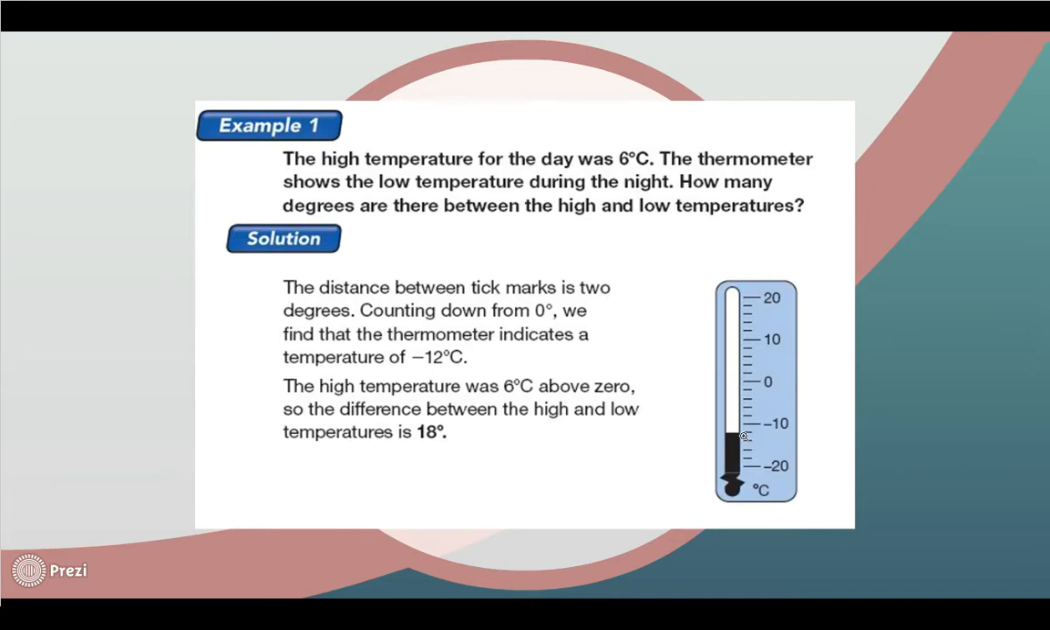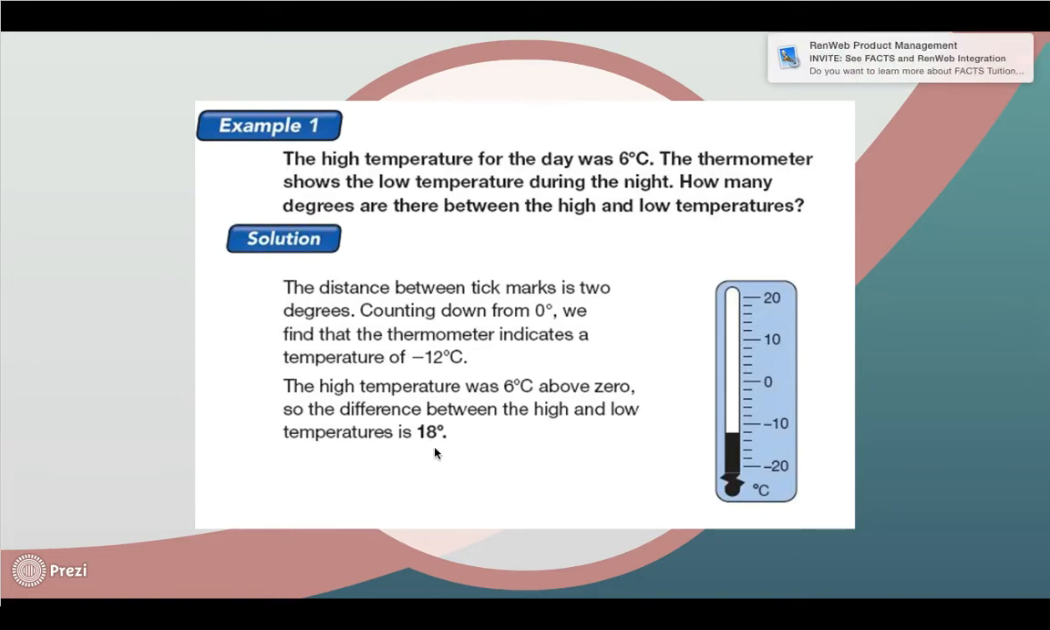All right, so we can count down. If we count down from 6, we go 6 to 0 is 6, plus 1, 2, 4, 6, 8, 10, 12 when we're on negative 12. So we have 6 plus 12, which equals 18. So the difference, a subtraction problem from 6 to negative 12, is 18 degrees. All right, hopefully you get that.